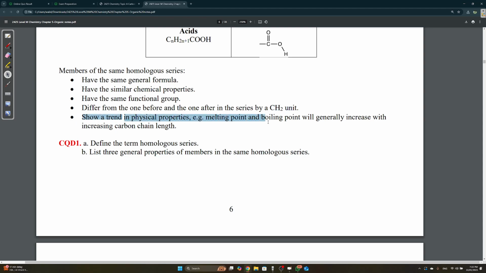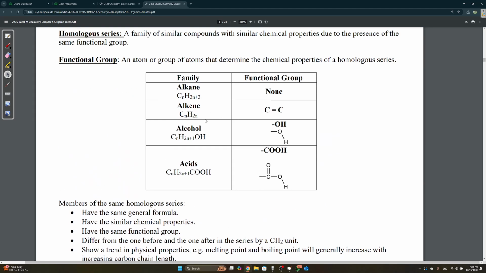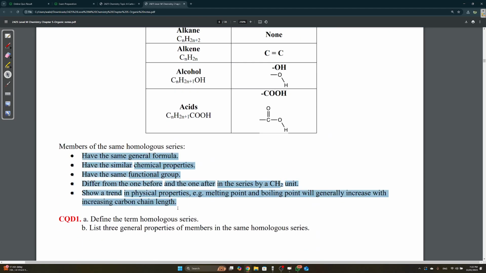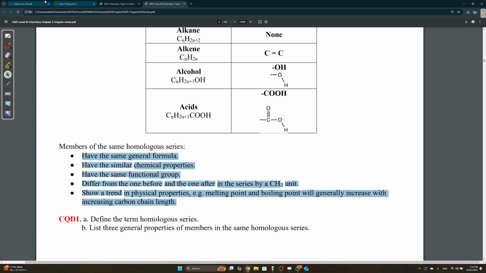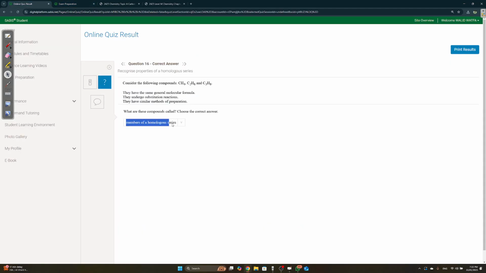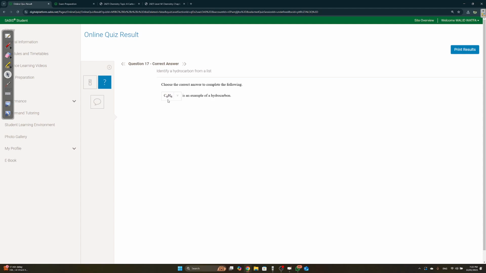They show a trend in physical properties. For example, melting point and boiling point generally increase with increasing carbon chain length. Okay? These, you need to memorize them. Homologous series, okay? These are the properties that we just read. So what do these show? They show that they're part of the same family, called a homologous series.